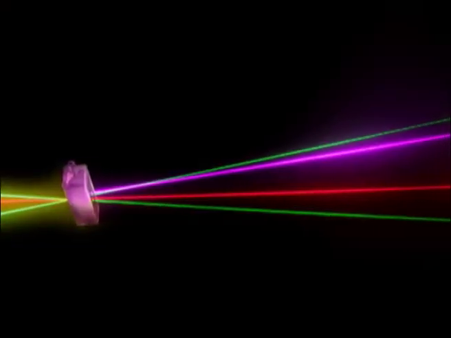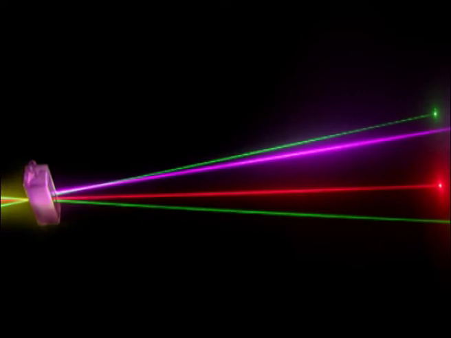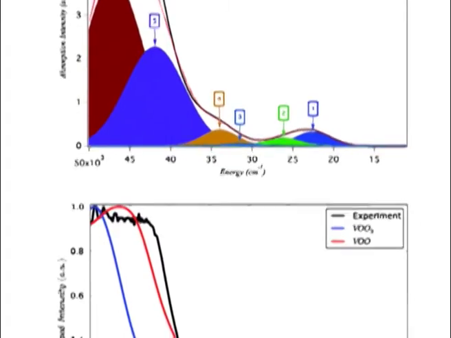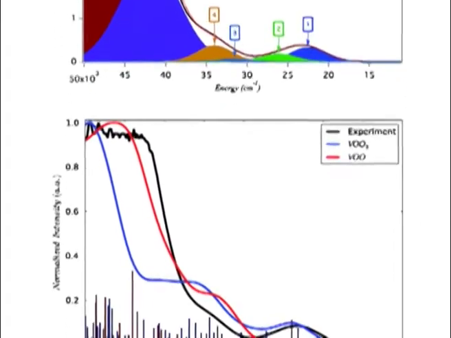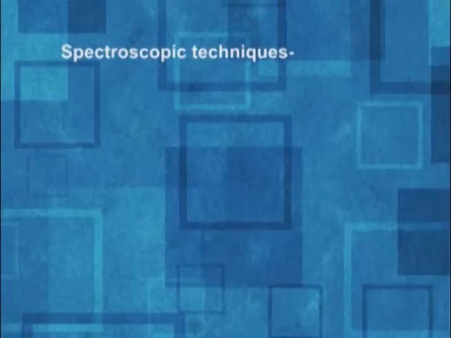Spectroscopy is the study of the interaction between matter and electromagnetic radiation. Spectroscopic data is often represented by a spectrum, a plot of the response of interest as a function of wavelength or frequency. Different regions of the electromagnetic spectrum have different kinds of spectroscopic techniques associated with them.